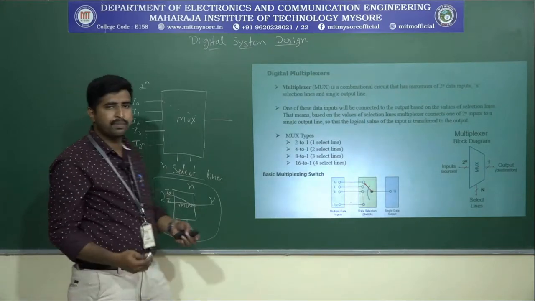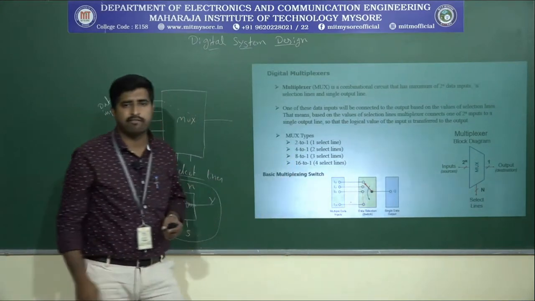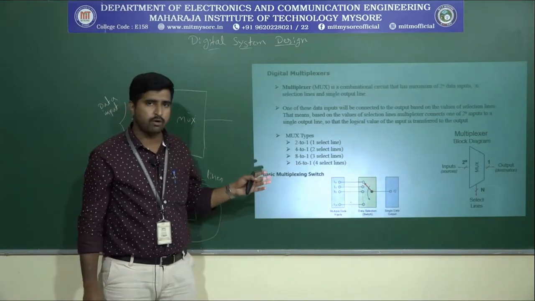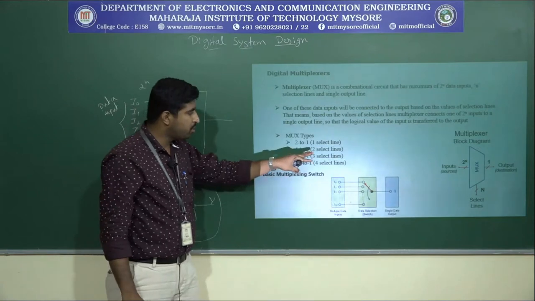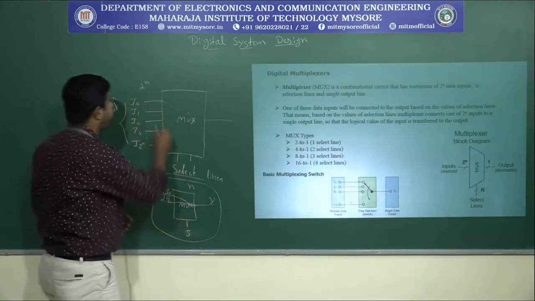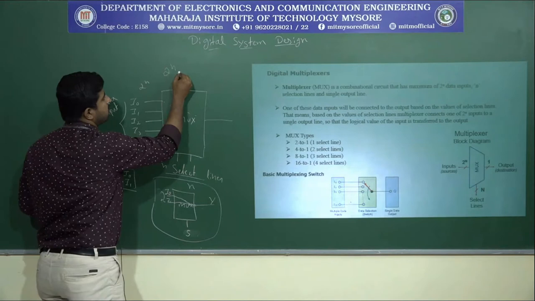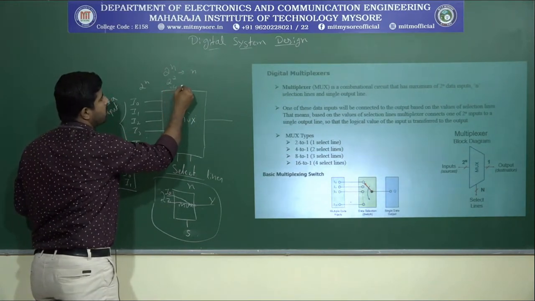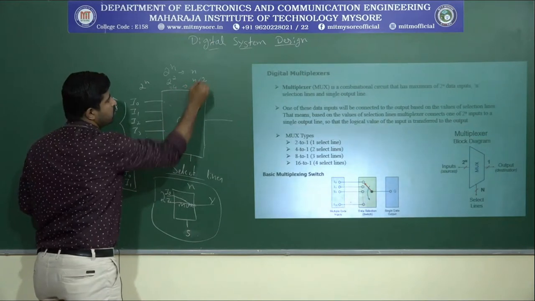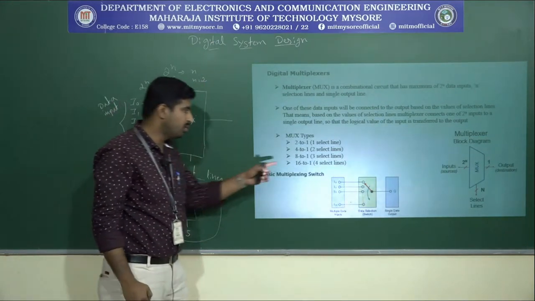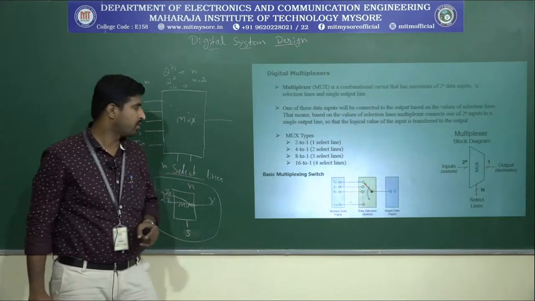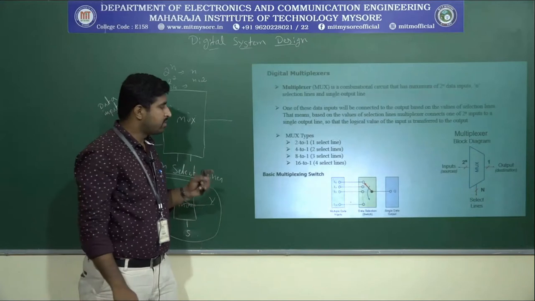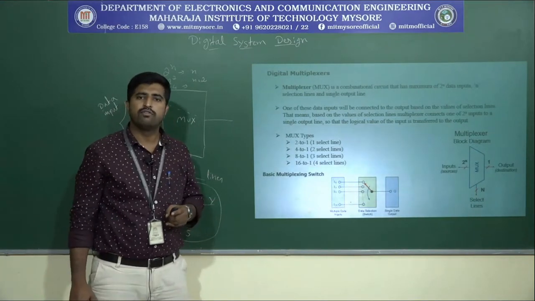Similarly, there are different muxes available: 2:1 mux, 4:1 mux. How many select lines will a 4:1 mux have? It will have 2 select lines, because 2 to the power of n equals 4 means 2 to the power of 2, so n equals 2. So 2 select lines are needed. For an 8:1 mux, we need 3 select lines, and for a 16:1 mux, we will have 4 select lines.